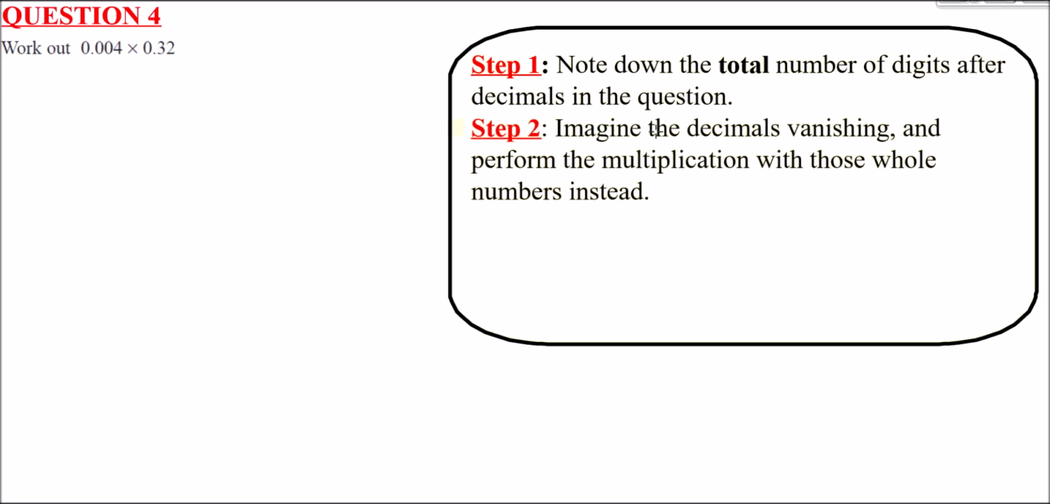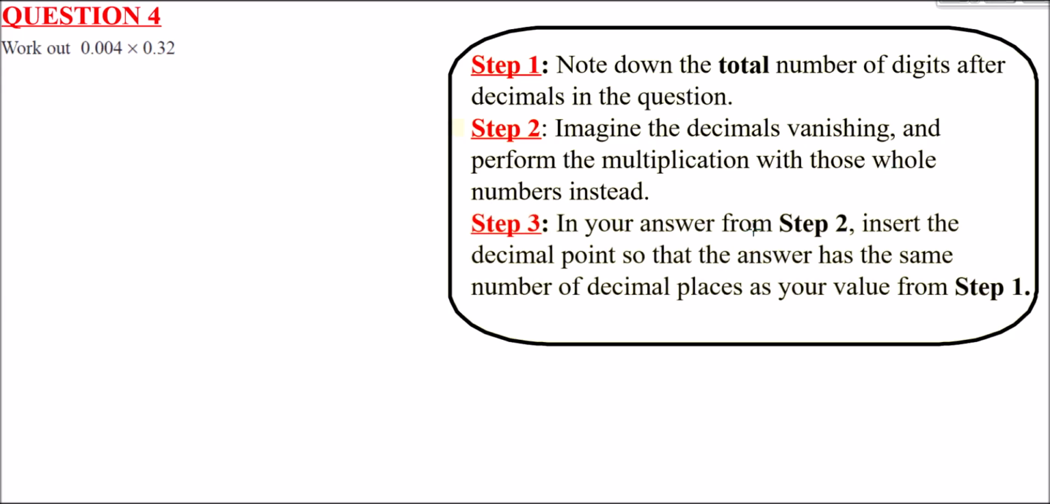After we've done that, we're going to imagine the decimals vanishing, and then we're going to perform the multiplication with those whole numbers instead. And after that, using step 2, we're going to pop the decimal point in after so that the answer has the same number of decimal places as it was at the beginning. So first of all, step 1, how many digits come after these decimal places? Well, there's 1, 2, 3 there, 0, 0 and 4, and the 3 and the 2 there, that's another 2. So 3 plus 2, that gives us a total of 5 decimal places.